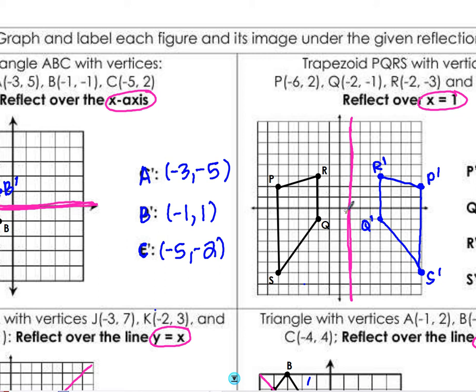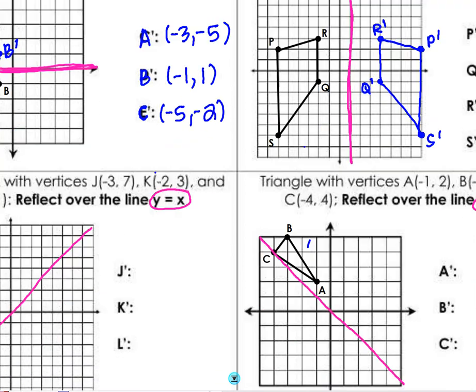Q is 1, 2, 3, 4, negative 1. R is 4, and then 1, 2, 3, so 4, 3. And S is at 8, and then 1, 2, 3, 4, 5, 6. 8, negative 6. Okay?